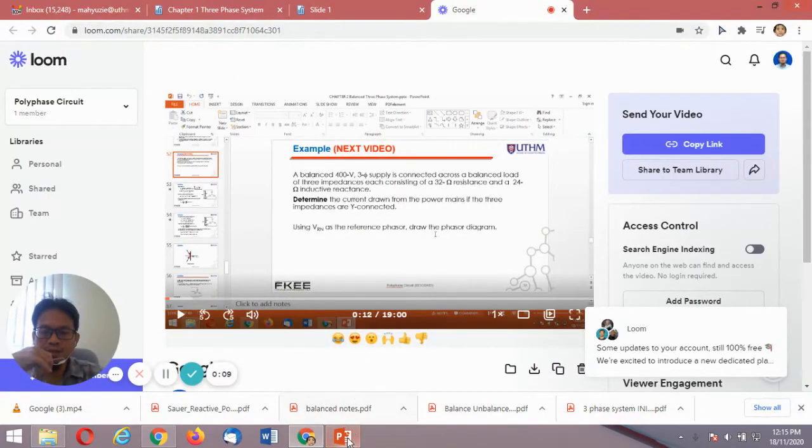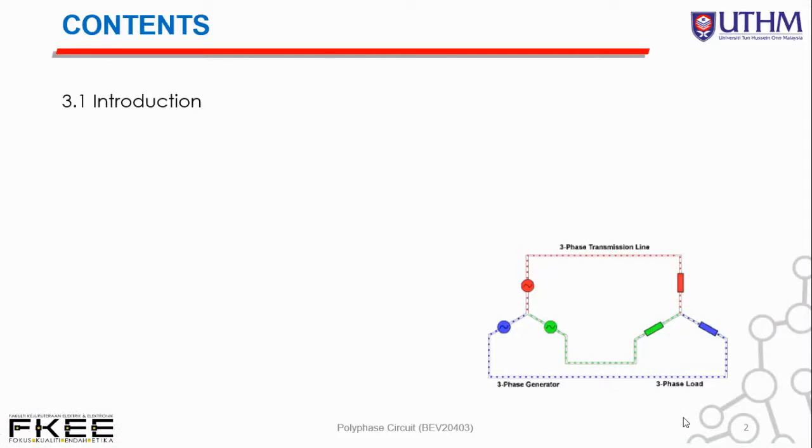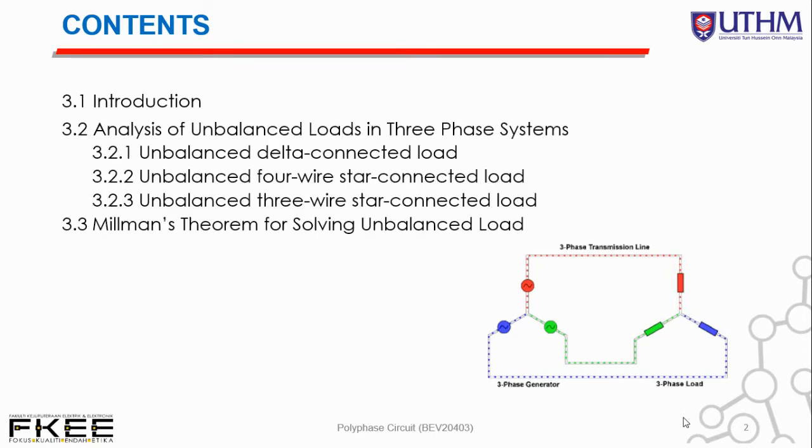So we are going to move on to another topic, number 3, which is unbalanced three-phase systems. So this is some of the content outline. You're going to see the introduction part, followed by the analysis of unbalanced loads in three-phase systems. We are focusing on three subchapters, namely the unbalanced delta-connected load, the unbalanced four-wire star-connected load, and then finally the unbalanced three-wire star-connected load, before we come to the final part of the chapter, namely Millman's theorem for solving unbalanced load.